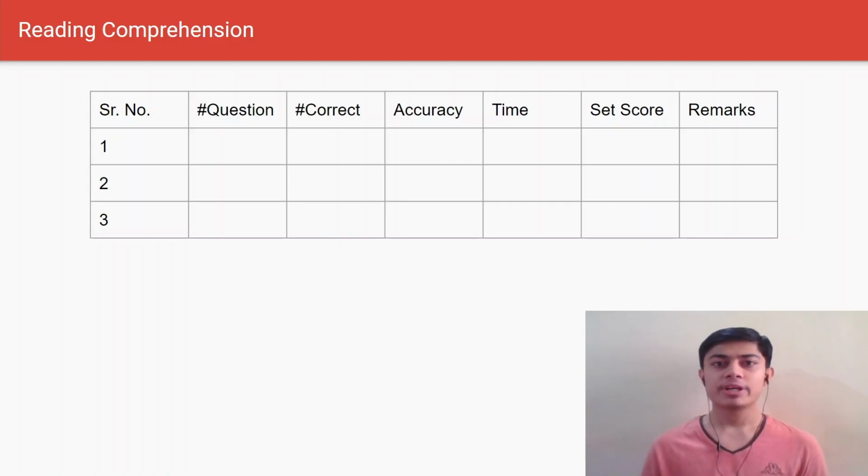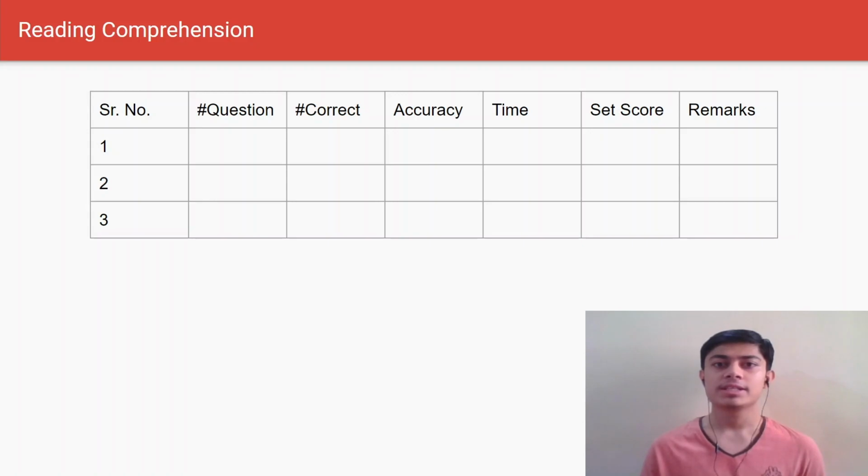I would personally recommend to solve at least 10 to 15 RC passages on a daily basis and repeat this for 4 days, as we saw earlier in the study plan. Another tip for the reading comprehension that I would like to give you is that don't be scared of solving the same passages again and again.